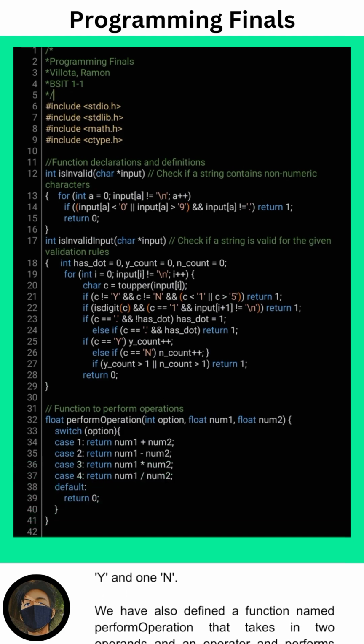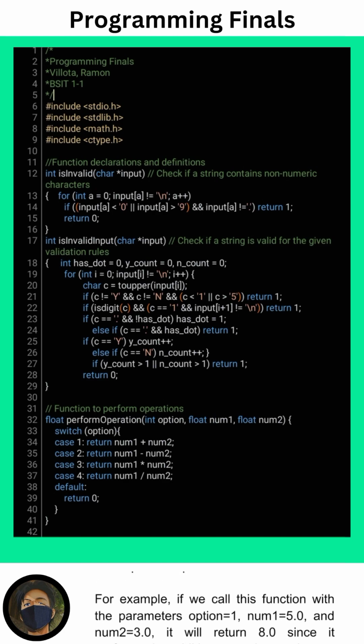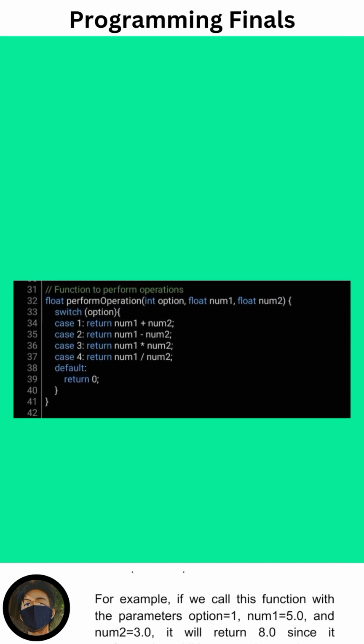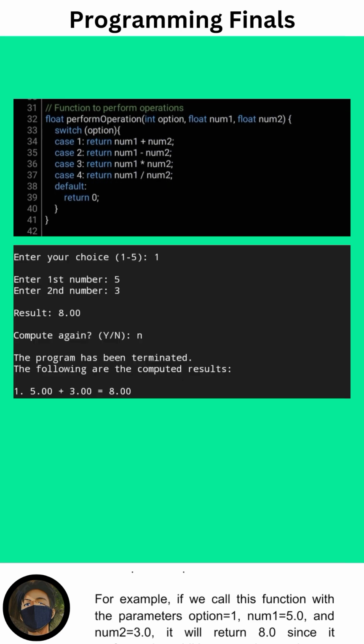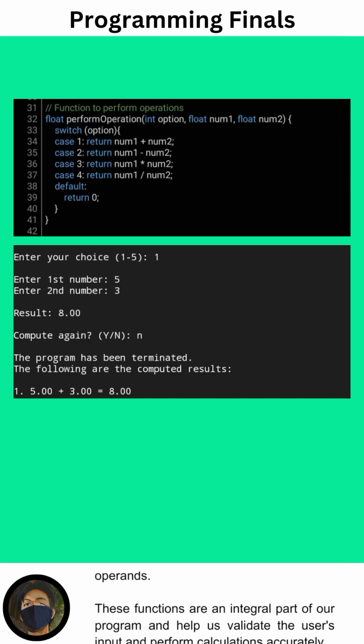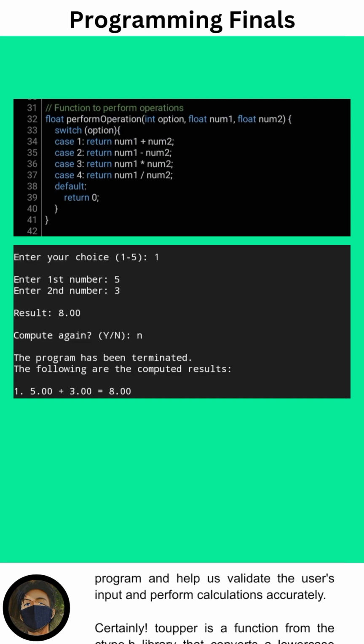We have also defined a function named performOperation that takes two operands and an operator and performs the requested operation. For example, if we call this function with the option 1 and num1 is 5 and num2 is 3, it will return 8 since it performs the addition operation on the two operands. These functions are an integral part of our program and help us validate the user's input and perform calculations accurately.